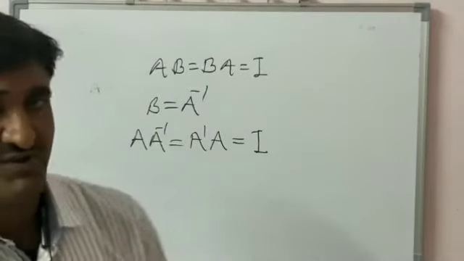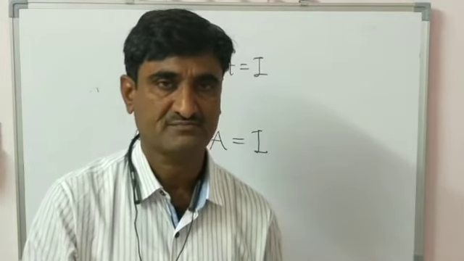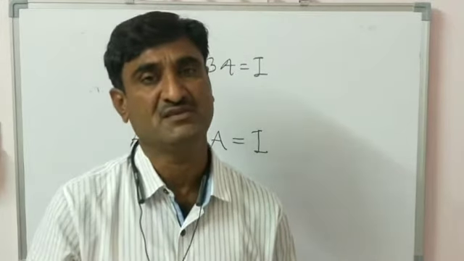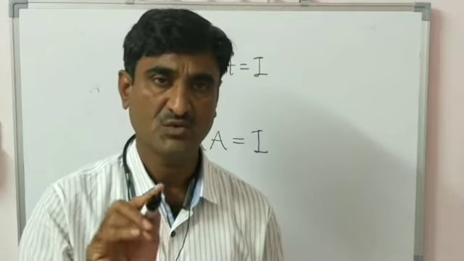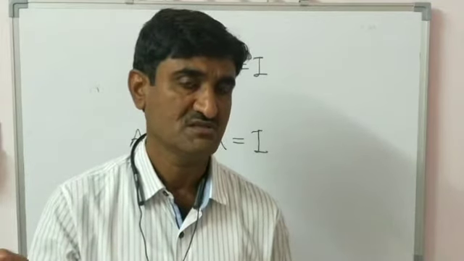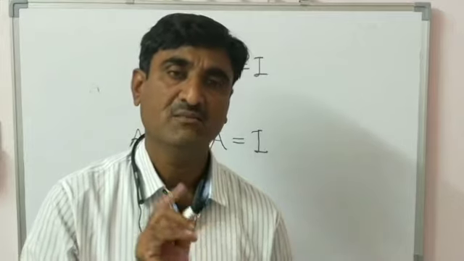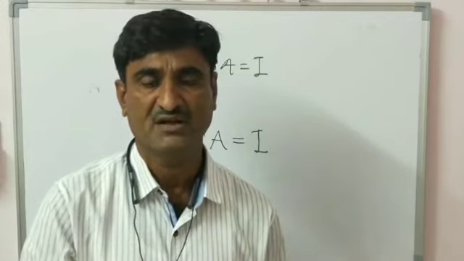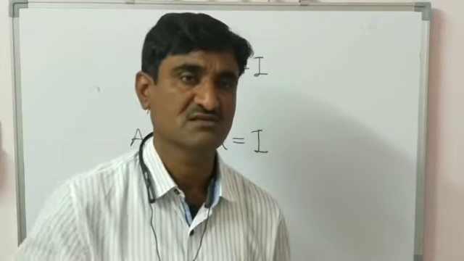This is the inverse of a matrix. Then how do we define the inverse of a matrix? Define it in this way: for any matrix A, there is a matrix B such that A into B equals B into A equals I, where I means identity matrix or unit matrix. Then matrix B is said to be the inverse of matrix A. This is the definition of inverse.